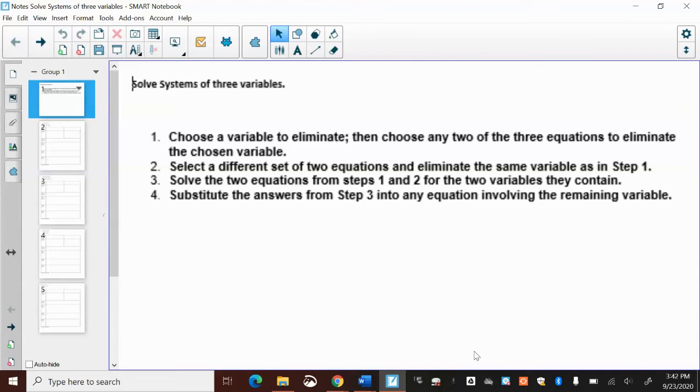Okay, so today we're going to be solving systems of equations in 3 variables. These are the instructions in words. Choose a variable to eliminate, then choose any 2 of the 3 equations to eliminate the chosen variable. Select a different set of 2 equations to eliminate the variable from step 1. Then I'm going to solve and substitute in.